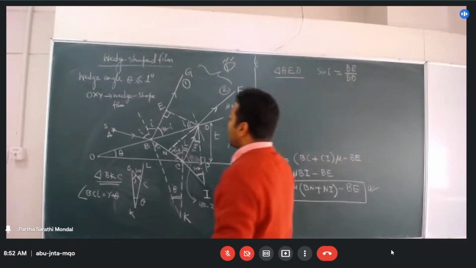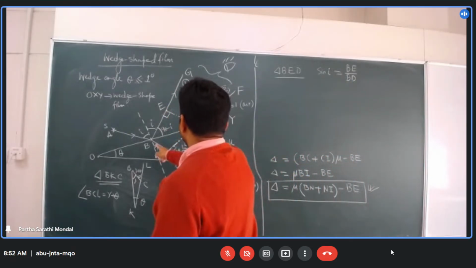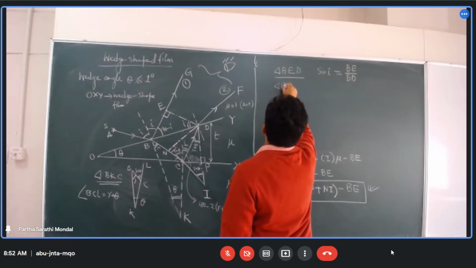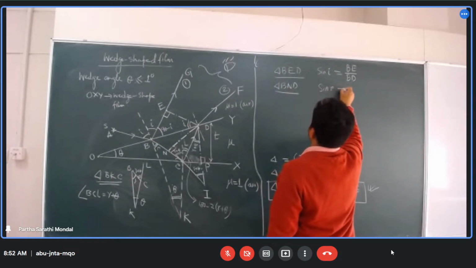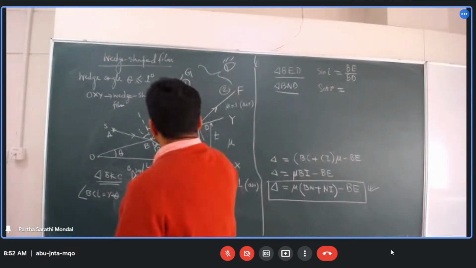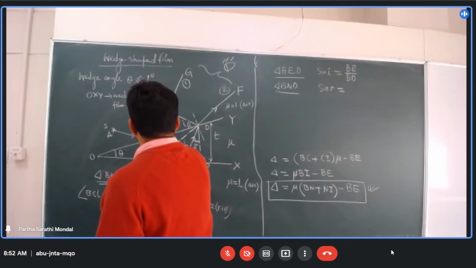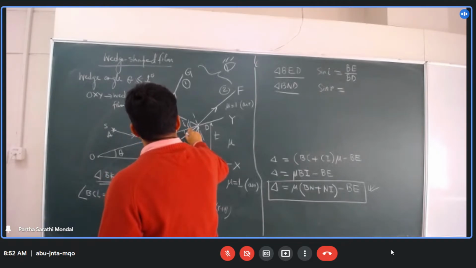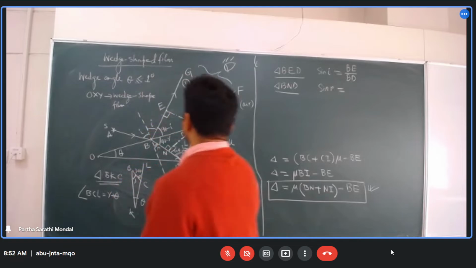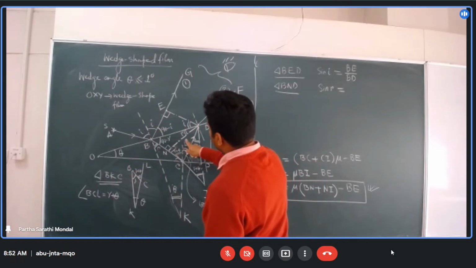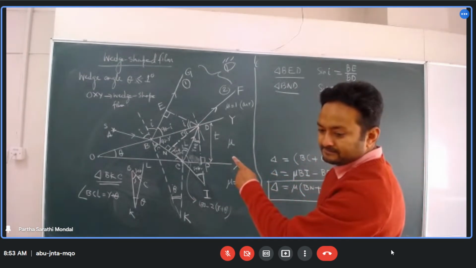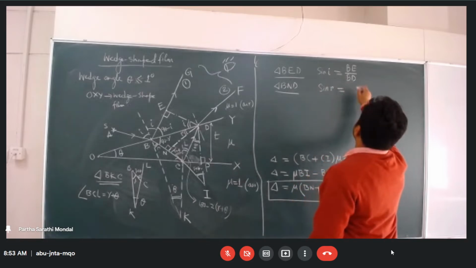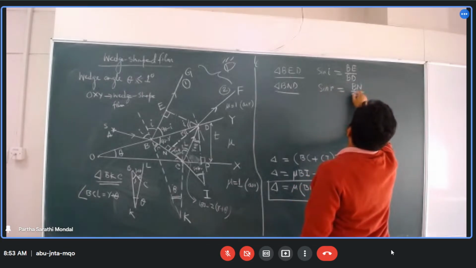Similarly, if I take the triangle BND and we calculate sin r, then sin r will be how much? If it is r, then this angle is 90 minus r and this is your 90 degrees, so this is also r. This is 90 degrees, this is r, this is the base, so what will this be? It will become BN by BD. Yes, BN by BD.